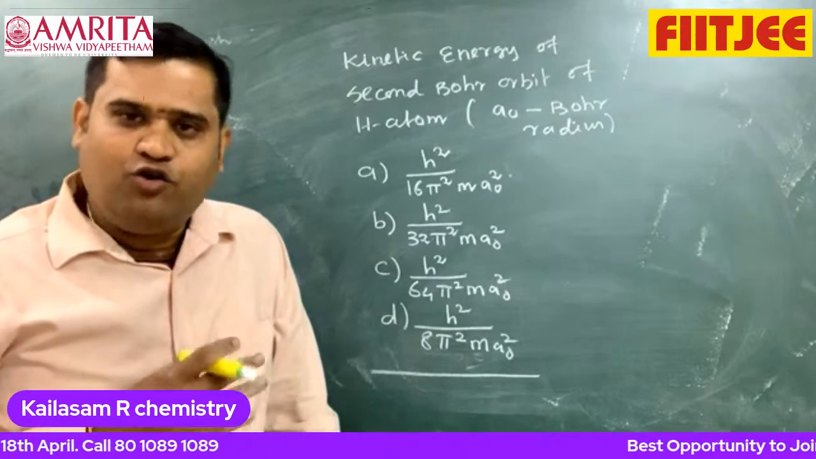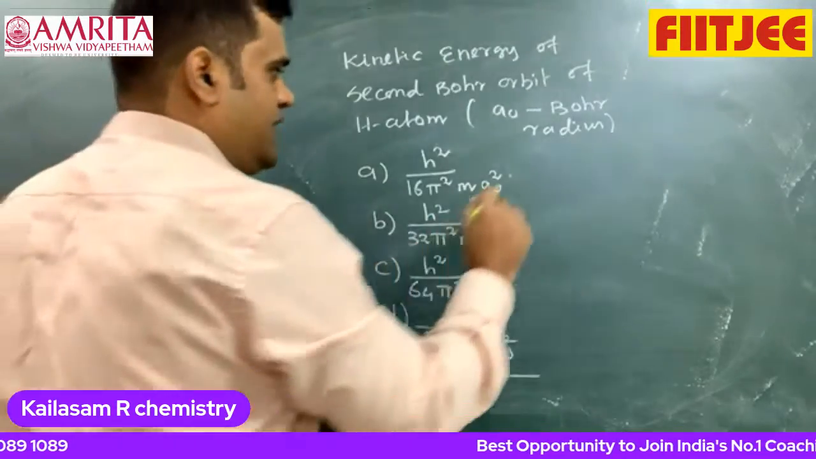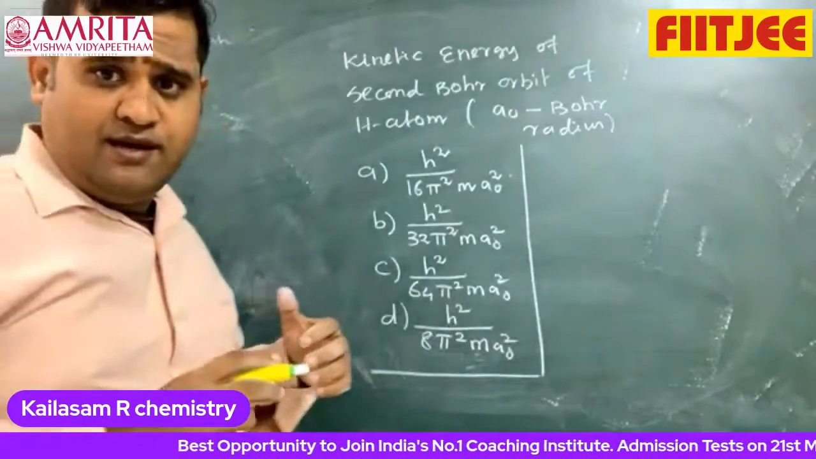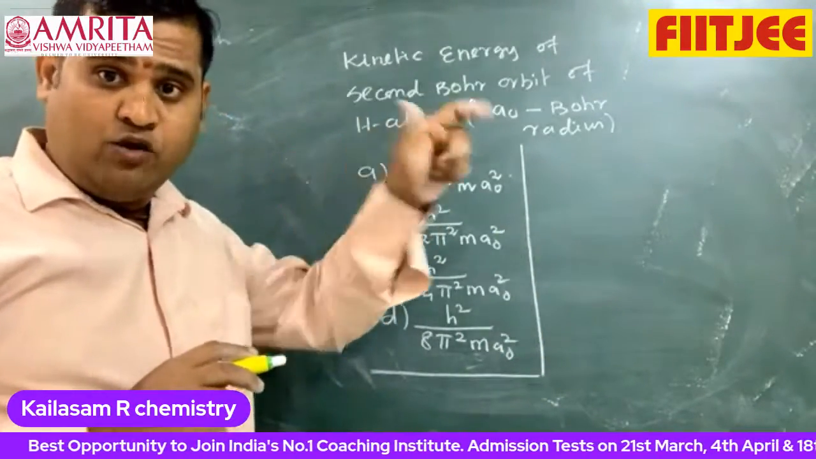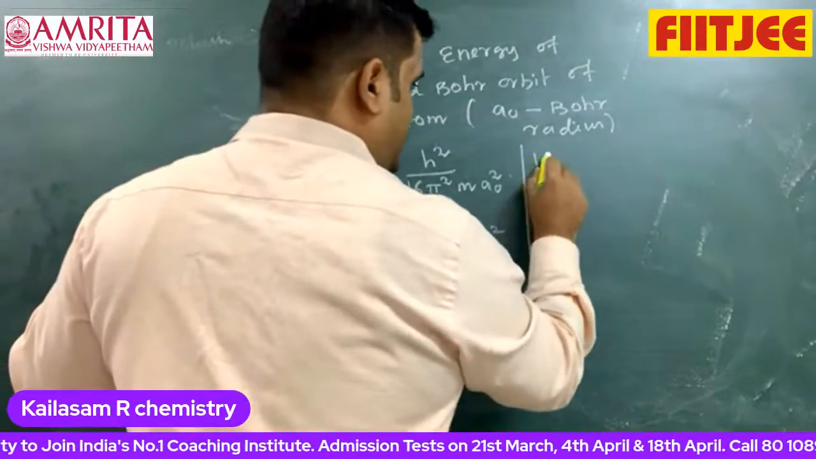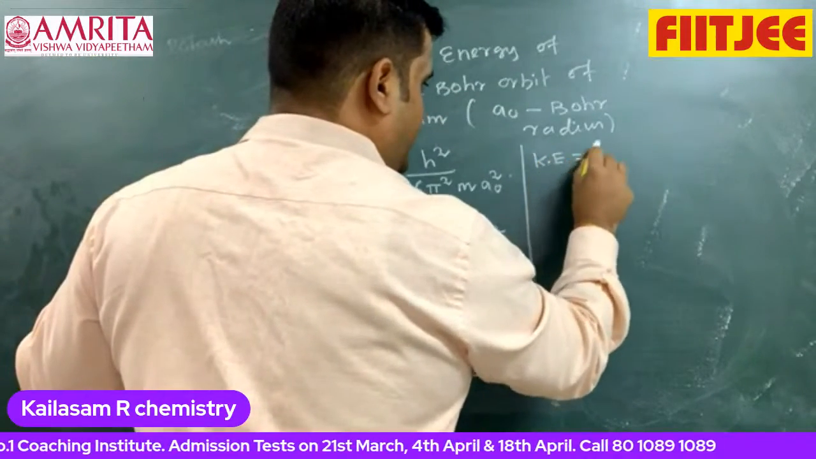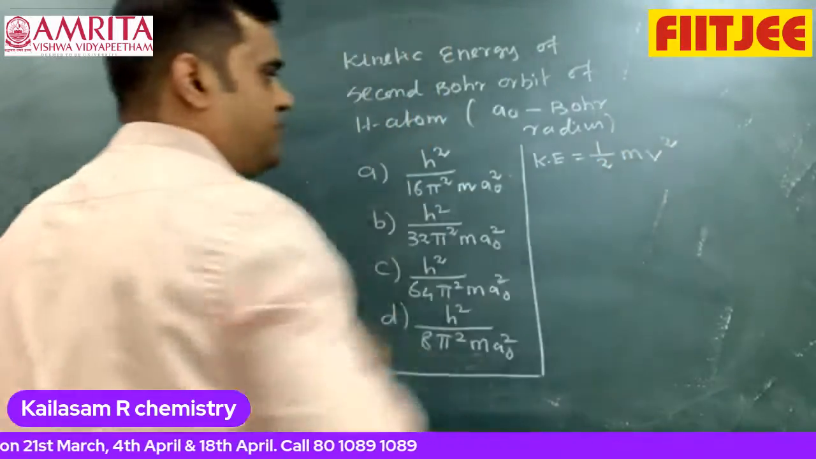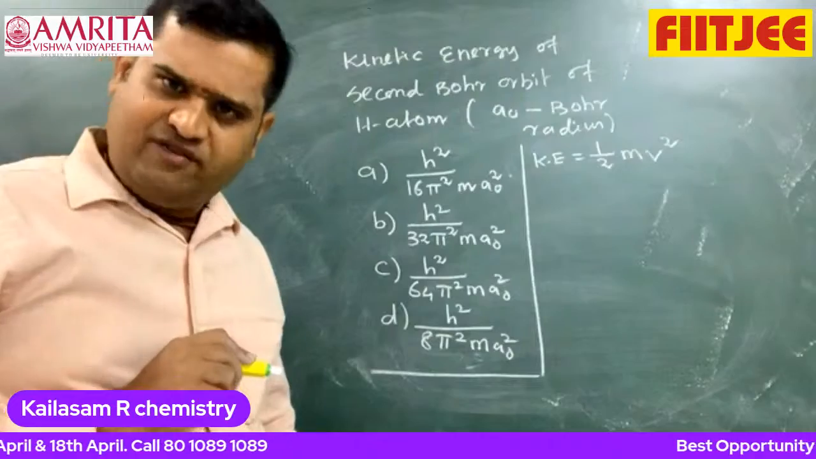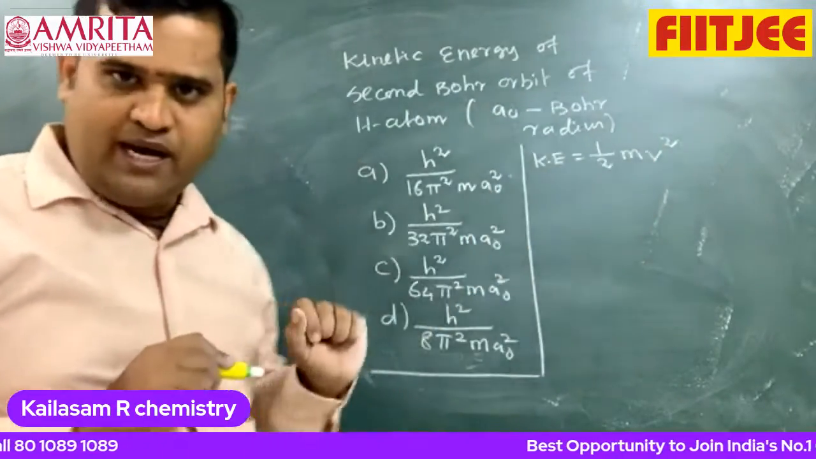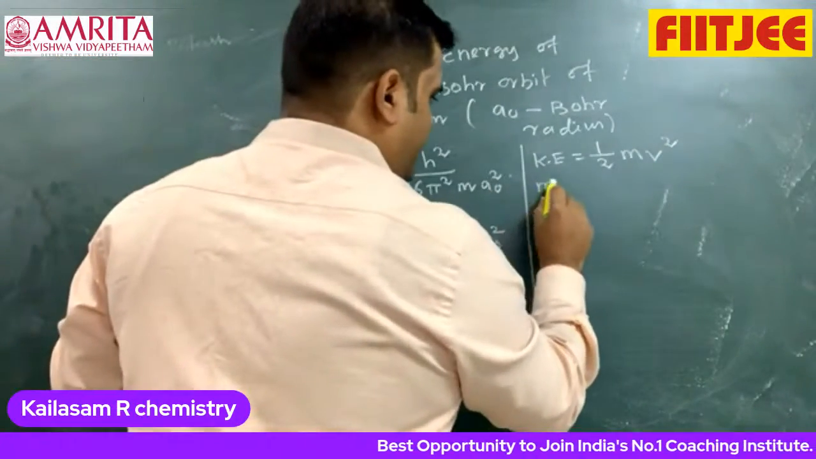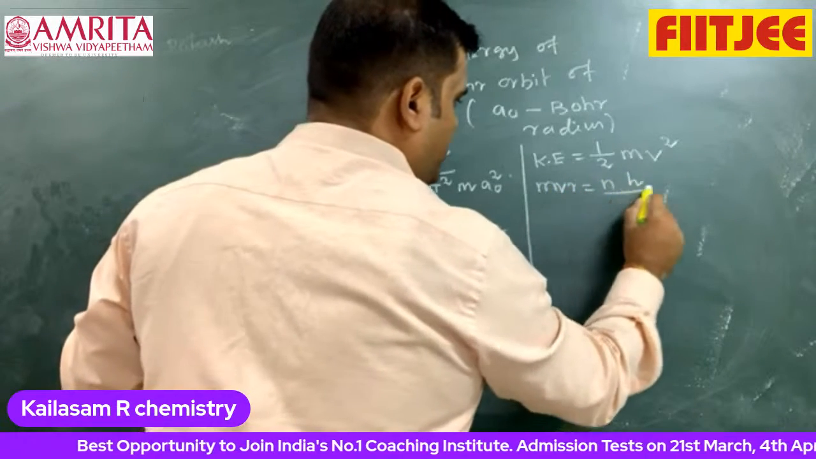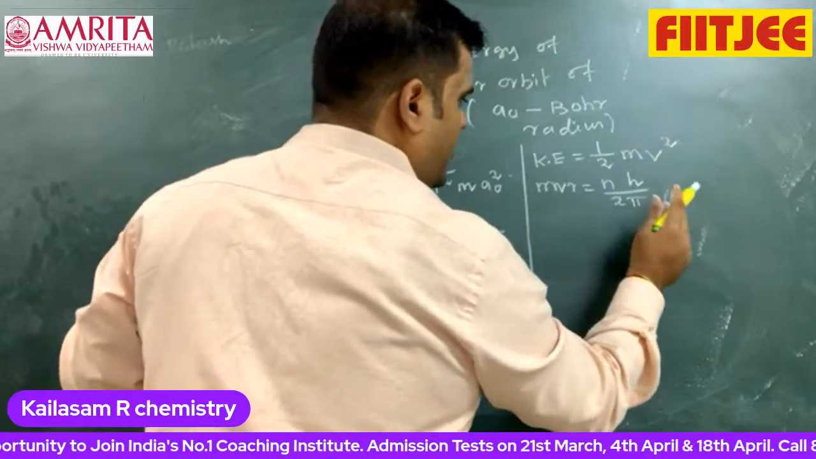That's a question. How to find it out? Look at this. Now I am going with that. How to solve this one? We are not given a direct equation, so you have to get the idea. Look at this. Now I'm going. We can say that K is equal to half m v square. We want to find out that v square. I am writing mvr which is equal to n h by 2 pi.